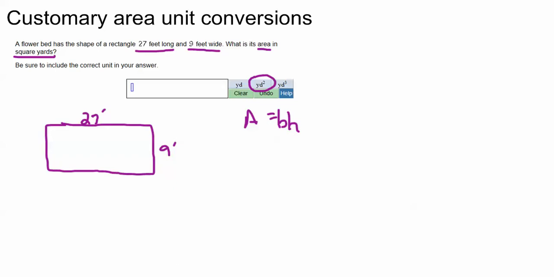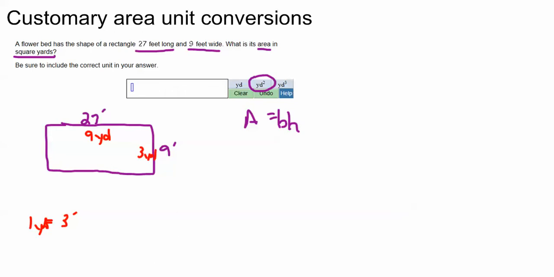So we need to remember that in 1 yard, there are 3 feet. So when we're looking at 27 feet divided by 3 feet, that is 9 yards. So 27 feet, the length of the flower bed, is 9 yards. And then 9 feet this way is going to be converted into yards by dividing by 3 feet. So 9 feet divided by 3 feet is 3 yards.